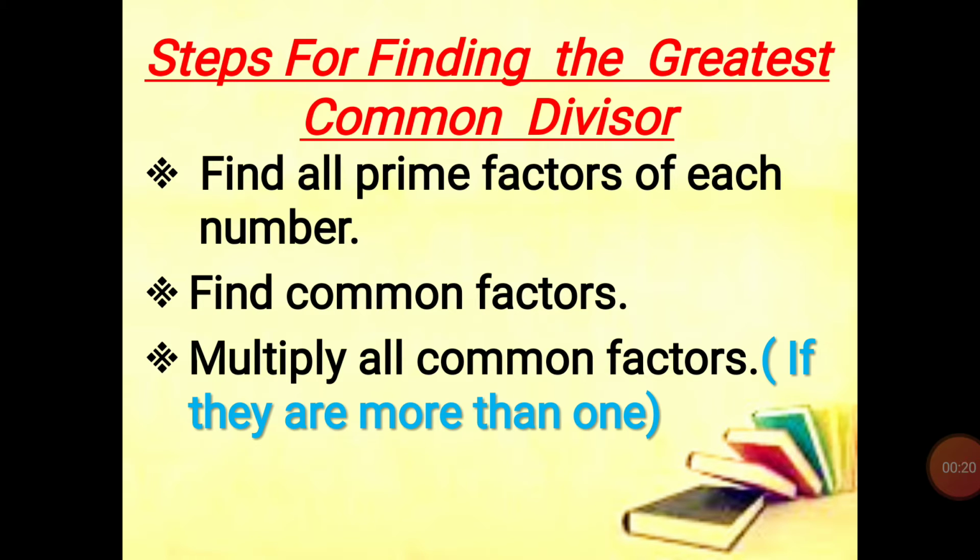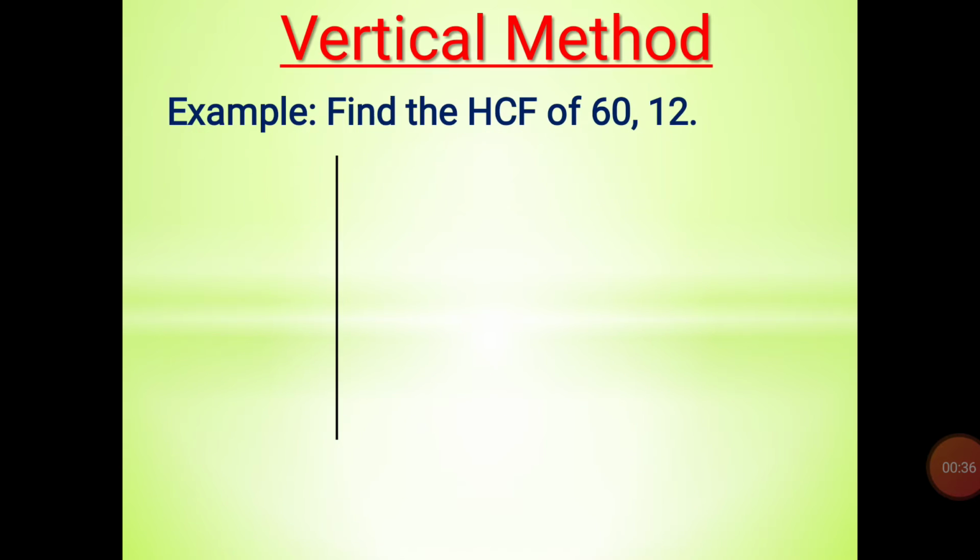Number 1. Find all prime factors of each number. Number 2. Find common factors from them. And number 3, if the common factors are more than 1, then multiply all the common factors. The product you get is nothing but the HCF. Let's understand with the example.